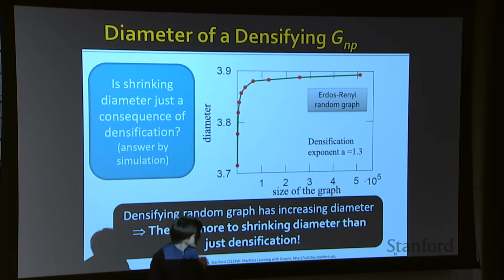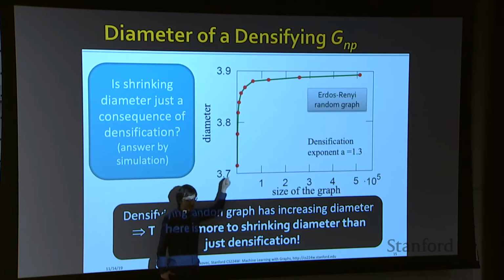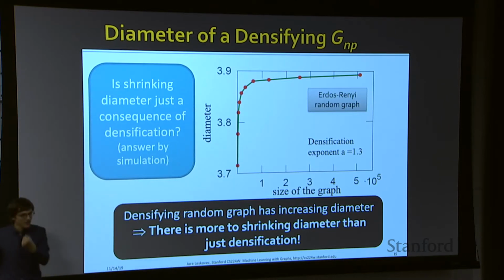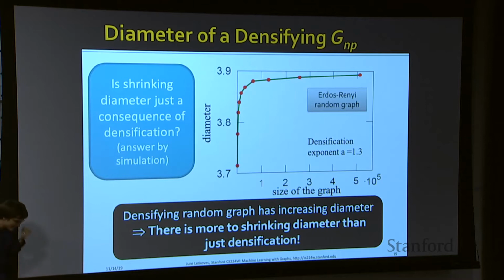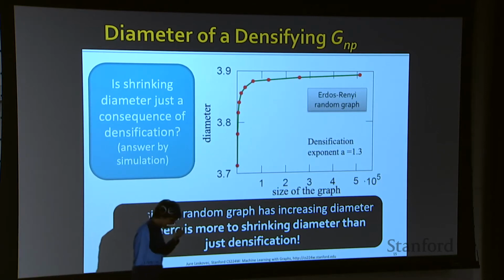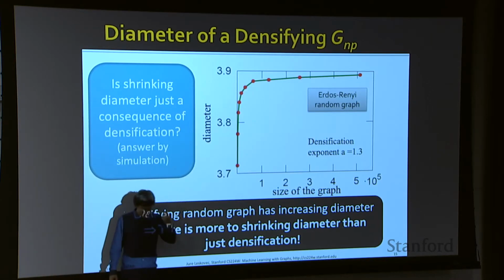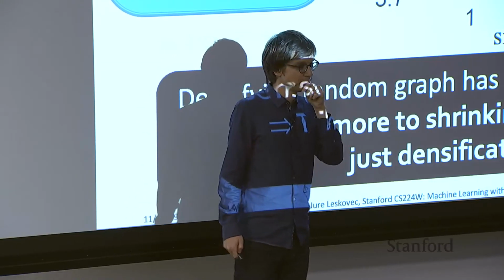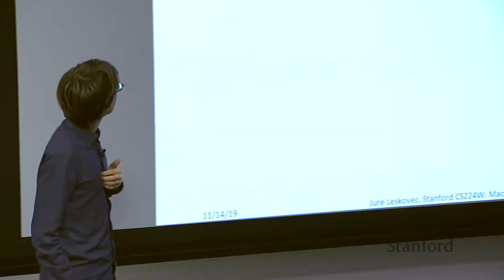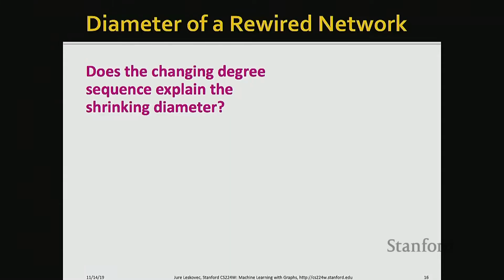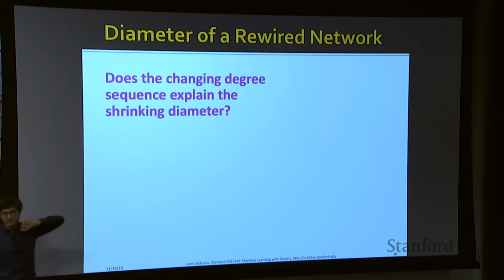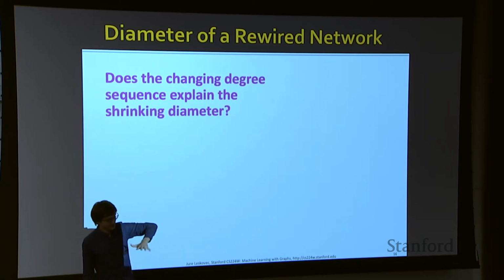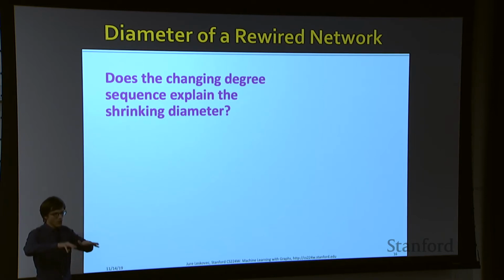Basically power law graphs. Great question. That's exactly what I asked next: is there something else that is special? Maybe Erdős–Rényi is too naive. So what if we generate random power law graphs that densify? The way we asked the question was, is it the degree sequence that is changing over time? So it's not only the densification, but also how nodes gain degree, how they gain edges over time.